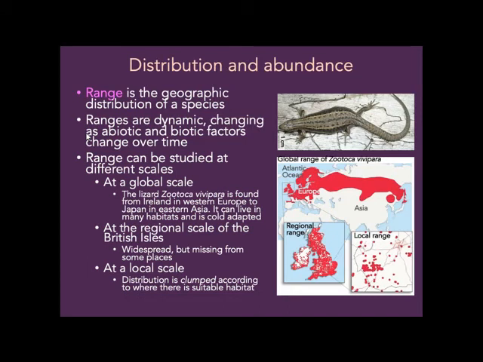You can look at different geographic scales for ranges. Globally, if we were looking at where Zootoca vivipara is found, you would say it's found throughout Northern Europe and Asia. At a regional scale, if you look within the British Isles, you can see that it's found in a widespread pattern, but it's missing from some areas. And if you look locally, you can see that the distribution is clumped. Maybe this is a habitat where the lizard can live, and the other places are habitats where the lizard cannot live.